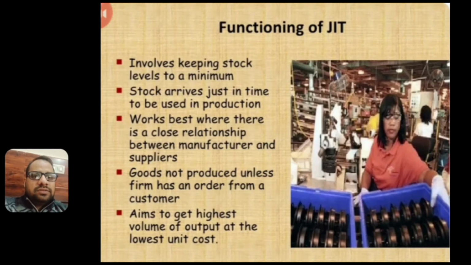It works best where there is a close relationship between manufacturer and suppliers. Goods are not produced unless the firm has an order from a customer.